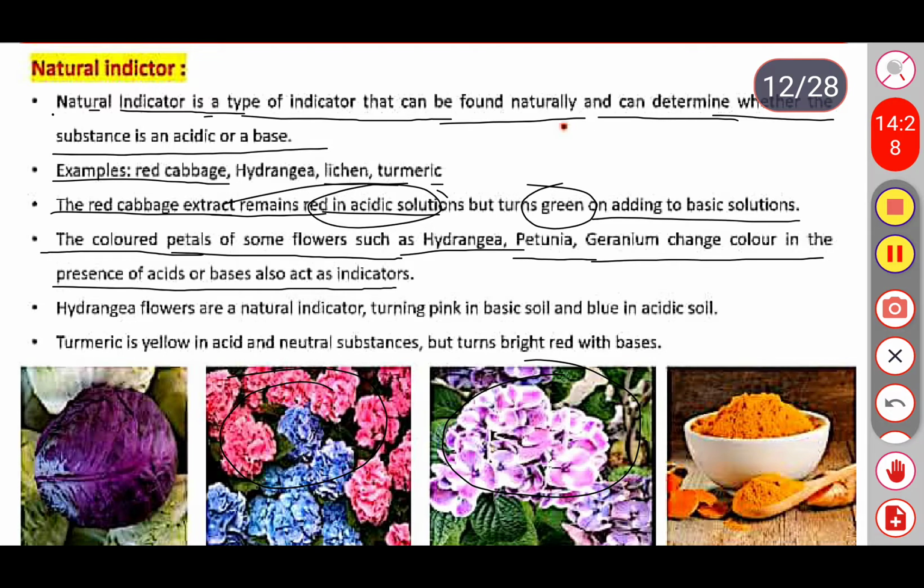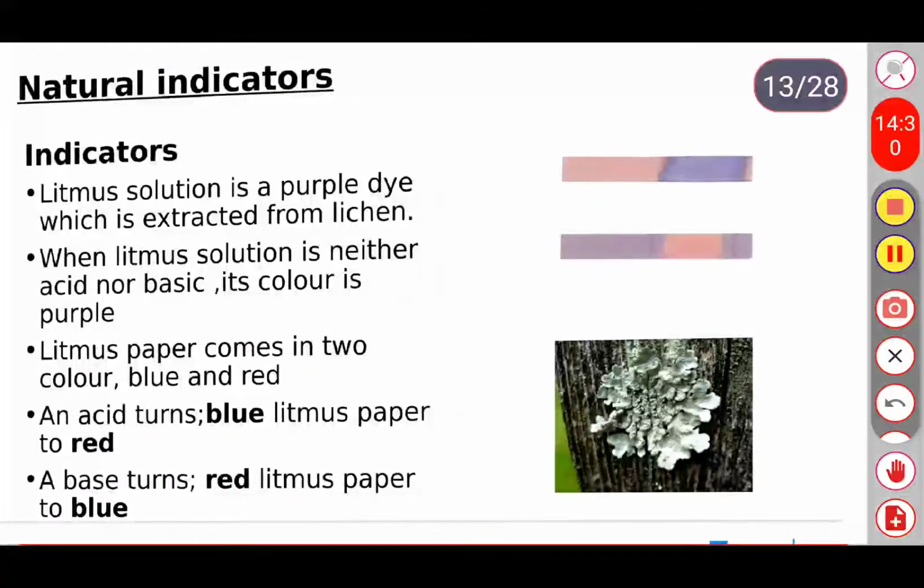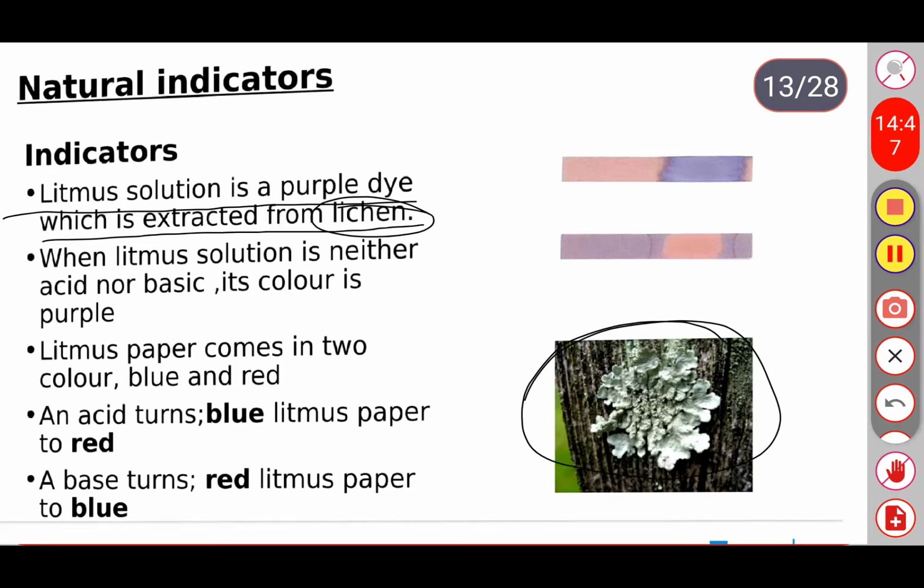See the next one, litmus solution. Litmus solution is a purple dye which is extracted from lichens. Lichens are small plants. Here you are observing in the figure, these are the small plants. With the help of these plants we can get the litmus solution. Once we extract these plants, we get the litmus solution.